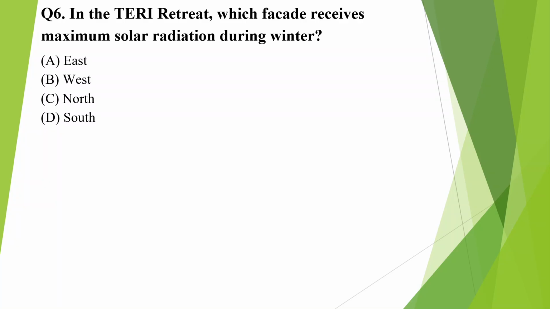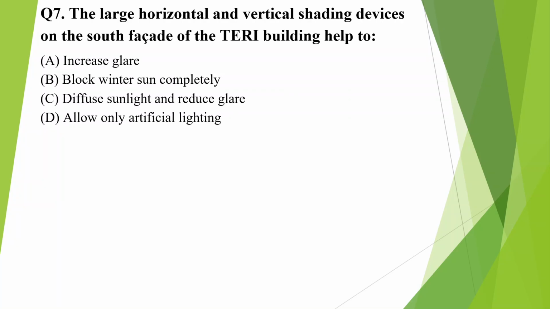So let us move to the seventh question. Here is the seventh question in front of you all, which is asking: large horizontal and vertical shading devices on the south facade of the Terry building help to. Yeah, you can easily answer this, I feel, because of the previous discussion that we have already had, you will be able to answer this question number 7.